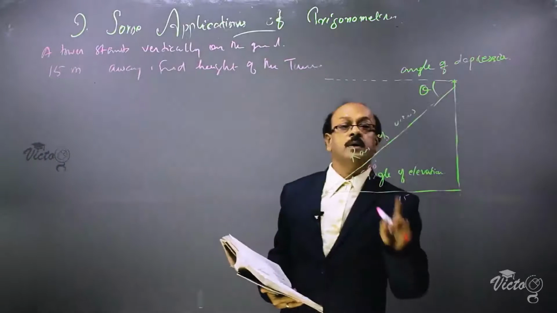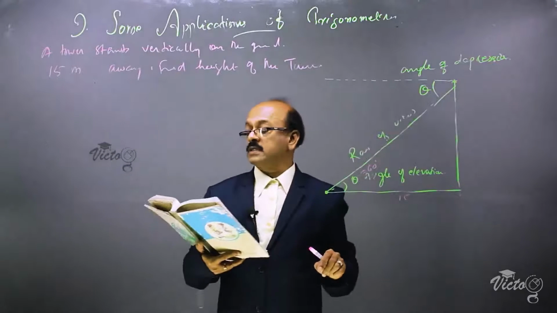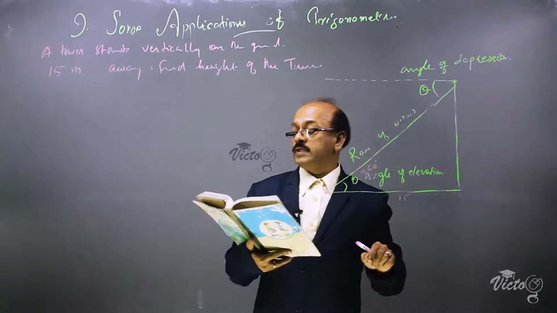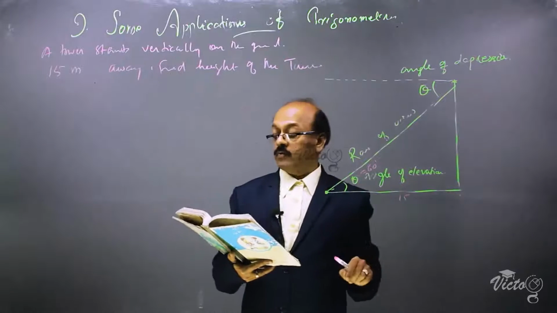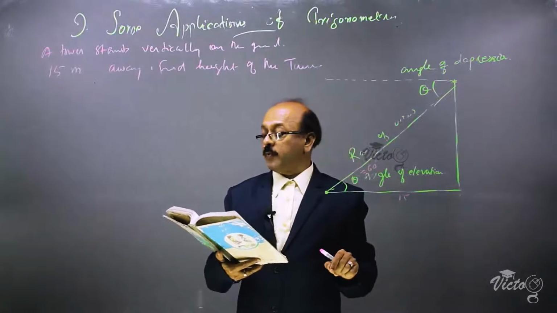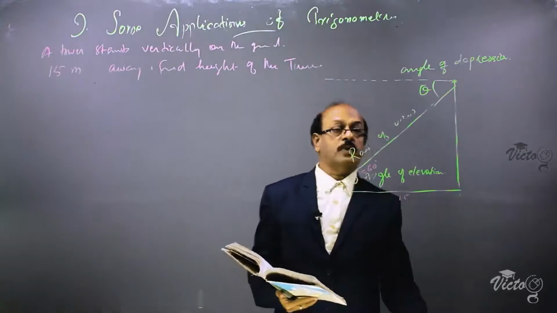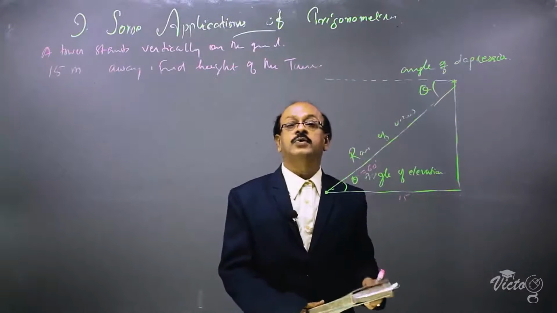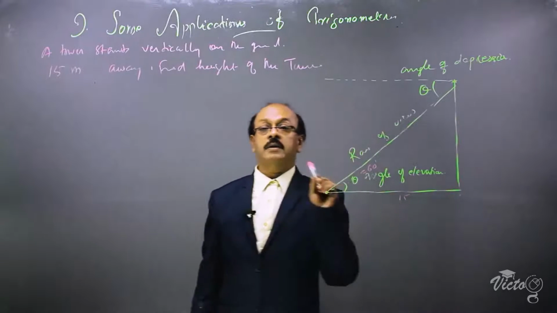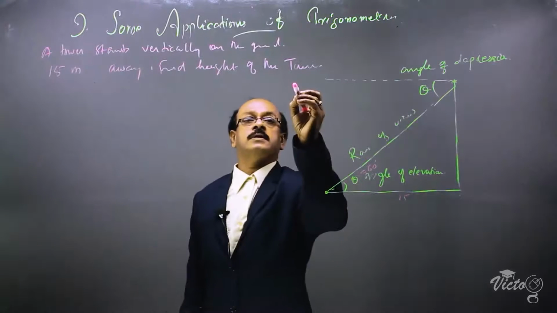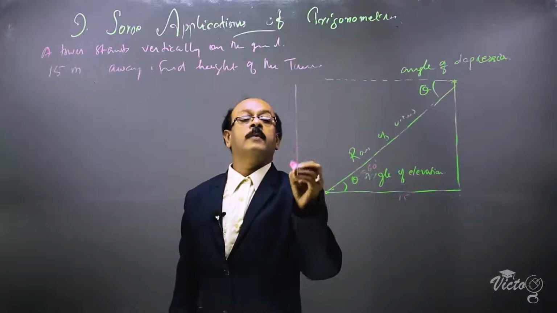I shall read the question once more. A tower stands vertically on the ground. From a point on the ground which is 15 meter away from the foot of the tower, the angle of elevation of the top of the tower is found to be 60 degree. Find the height of the tower. First thing we have to do, by reading the question thoroughly, is draw a rough sketch. This is the tower.